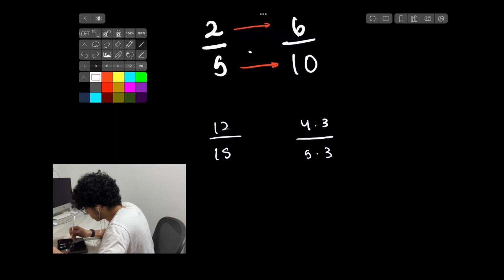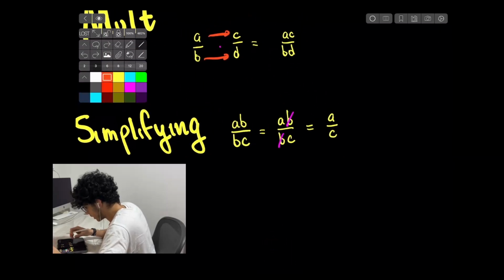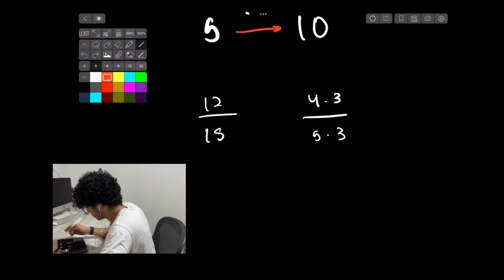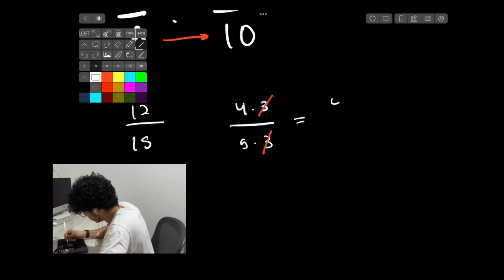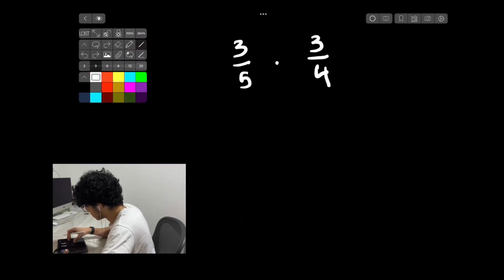And because we're multiplying the same thing top and bottom, just as in the general case, where we're multiplying b in the top and b in the bottom, we're going to be able to cancel this out. And so let's cancel it out, leaving us with the simplified final result being 4 over 5. Boom. Let's do example number 3.